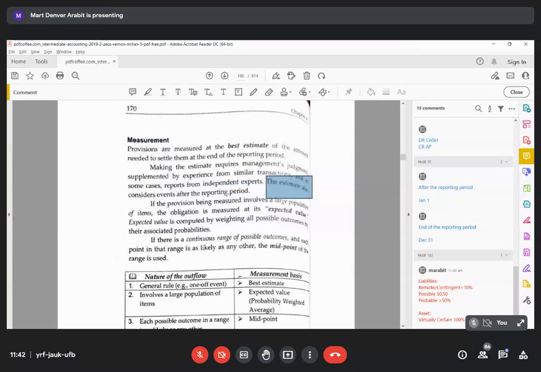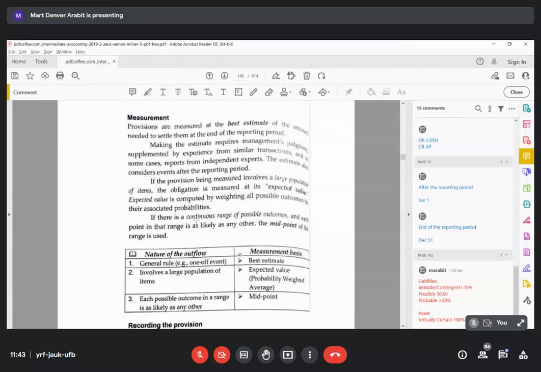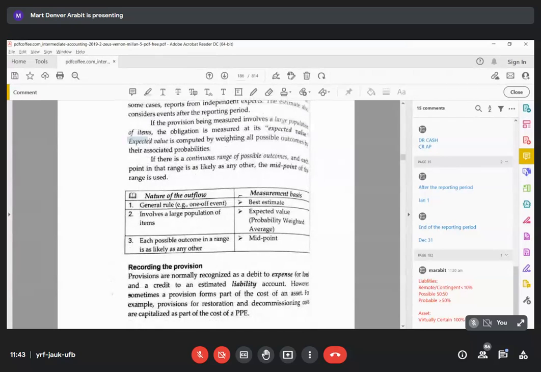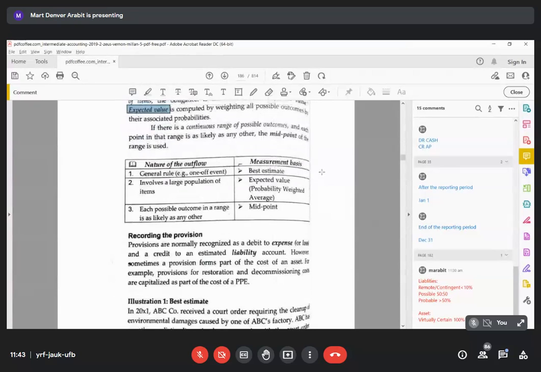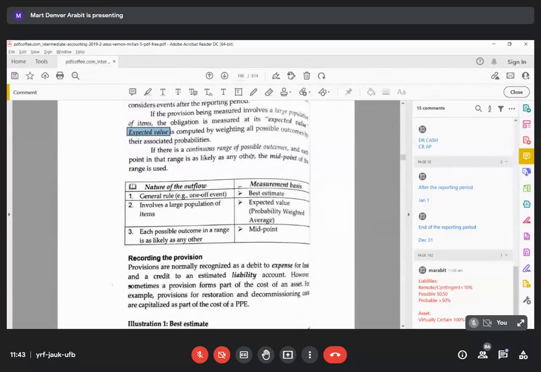The estimate also considers events after the reporting period. If the provision being measured involves a large population of items, the obligation is measured at its expected value. Expected value is computed by weighing all possible outcomes by their associated probabilities. So actually, ito yung para ka lang nagko-compute ng relative value nito, since expected value yung ginamit niya. Okay, so if there is a continuous range of possible outcomes, yes, this is relative value method ang gagamitin dito. Ito yung i-multiply mo yung iba't ibang possibility of outcomes on different figures.